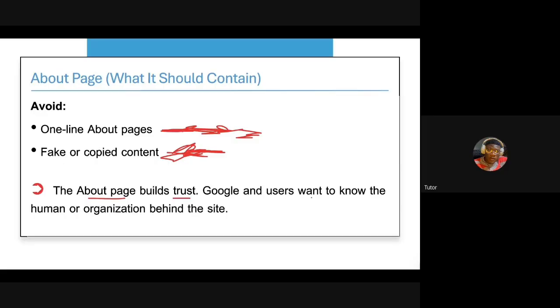On the about page, you build trust. Google and users want to know the human or organization behind the site. To make that possible, you have to update your about us page with real identity, a real definition of yourself, and descriptions.